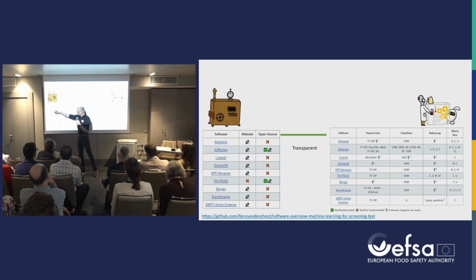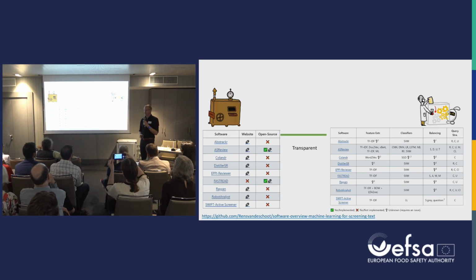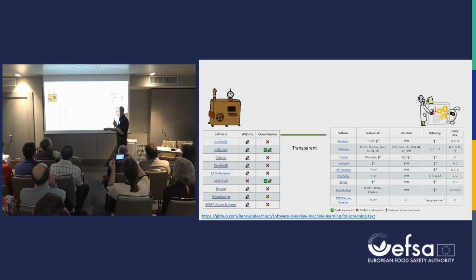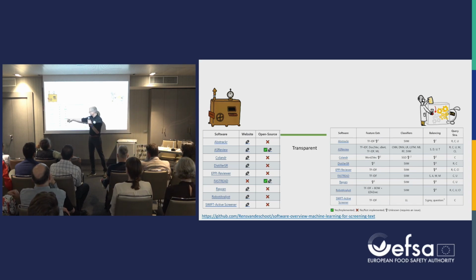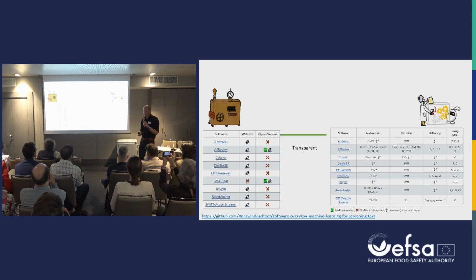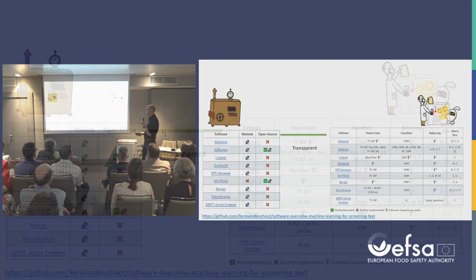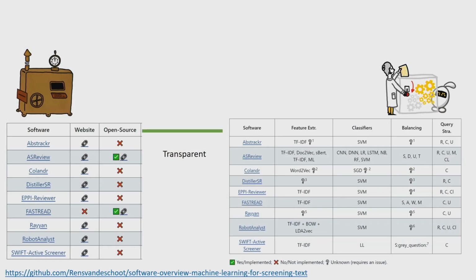So here we have an overview of software tools that implemented the screening prioritization. As you can see, only two are open source. That's our tool, but also FastRead, and all the other tools are closed. That's not necessarily a problem, right? Depends. Do you want to see the open source code? Well, the least you should do is be transparent about what kind of models are being used, right?